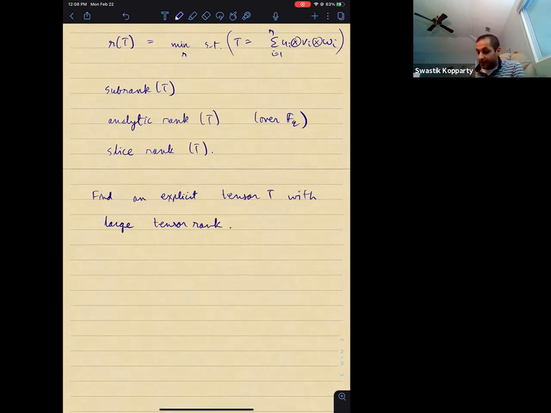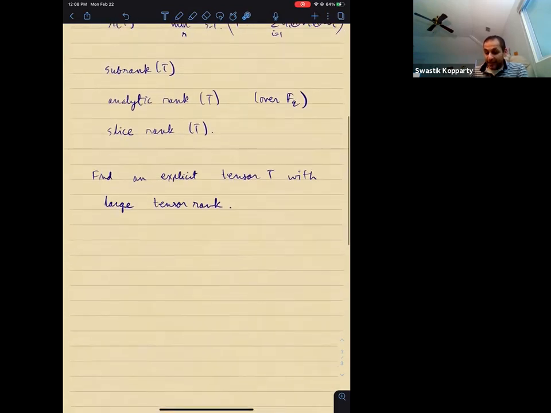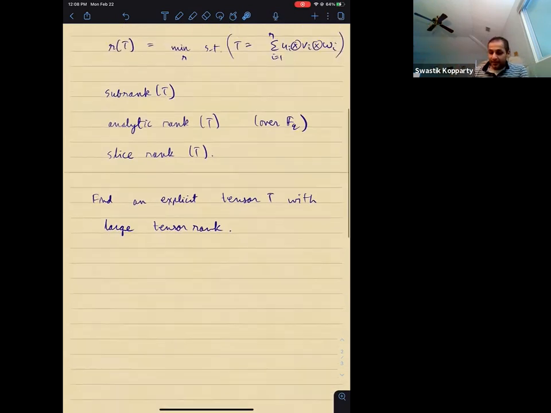And what is large here? Just to calibrate, this notion of rank is for a three-dimensional tensor. How large can it get? Well, there are n cubed entries in a tensor. There are 3n entries in every term of this sum. So you need about theta n squared terms in the sum in order to have enough parameters to reach every tensor. So theta n squared is about the largest a tensor rank can be. Finding an explicit tensor with tensor rank around theta n squared would be amazing.